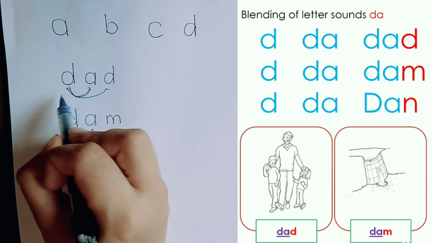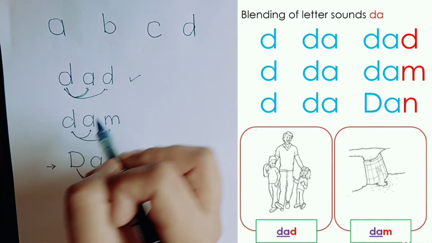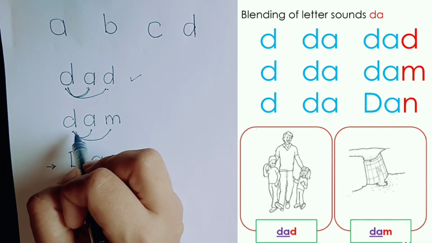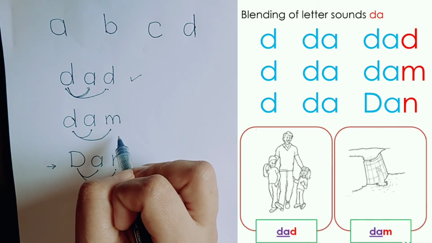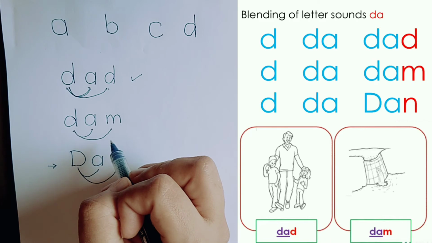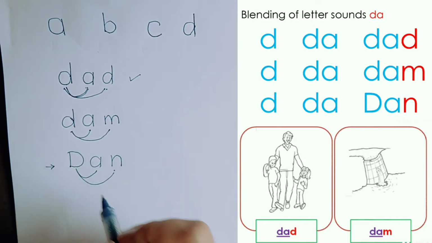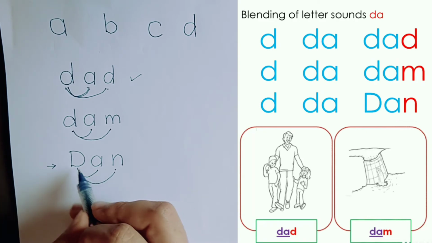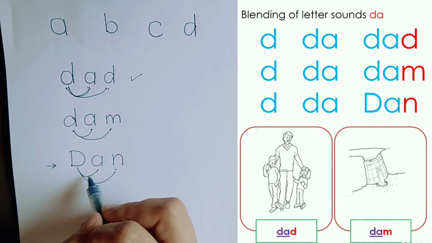D a d, dad. Dad means your father. D a dam, like the water dam where we store water to produce electricity. You can watch the dam video on YouTube by searching what is dam. D a da, Dan. Dan is the name of someone. Some boy Dan.